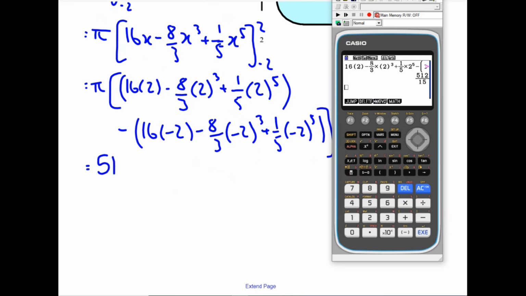That gives me 512 over 15 pi. It asks for the exact value, so I should leave it like that. You could always type the integral in your calculator to double check you get the same answer as well, but it's always worth subbing these in just to make sure that you haven't made any slips with the powers.